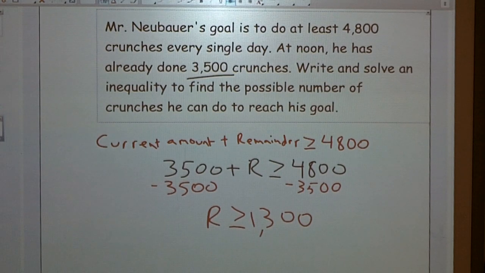Now notice R can be greater than that. I can do more than 1,300 if I'm feeling like I'm up to it. If not, we can be equal to 1,300. We talked about this more in class.